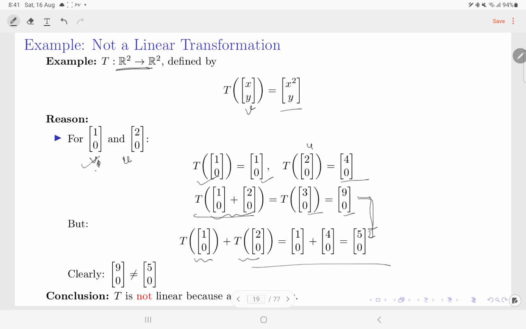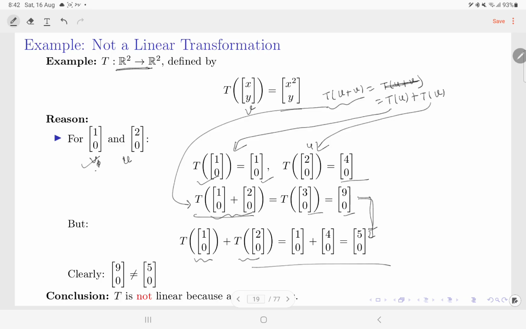That means this is not linear, because every time you first need to check whether T of u plus v equals T u plus T v. So this is your T u, this is your T v, and T u plus T v is this one. So you need to show that the individual sum of the first one and second one should be equal to the transformation of the sum u plus v. Okay, I hope you understand this one.